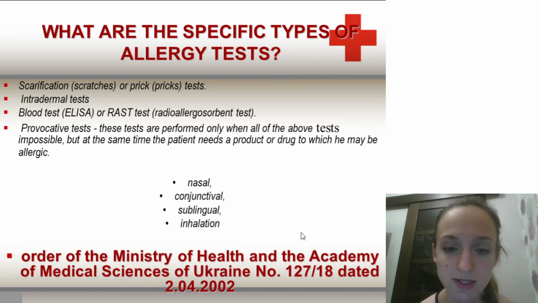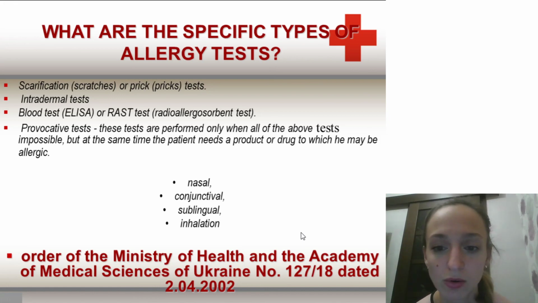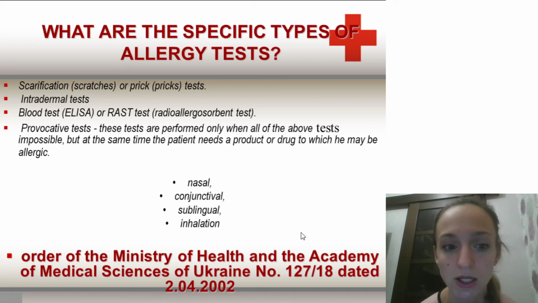Provocative tests, these tests are performed only when all of the above tests are impossible, but at the same time the patient needs a product or drug to which he may be allergic. So nasal, conjunctival and sublingual, and inhalation.